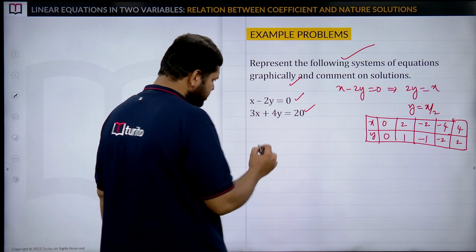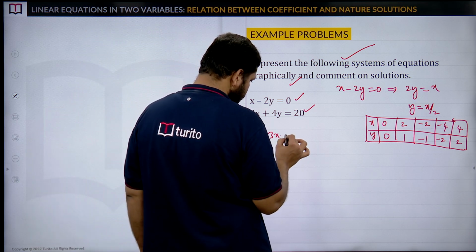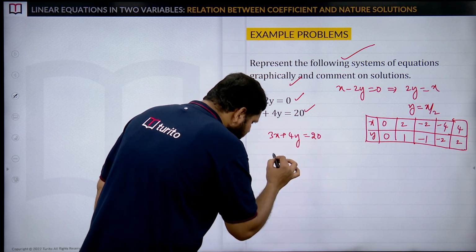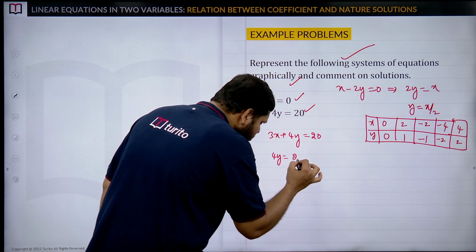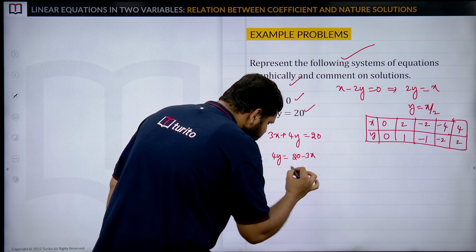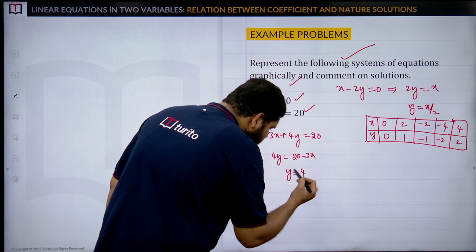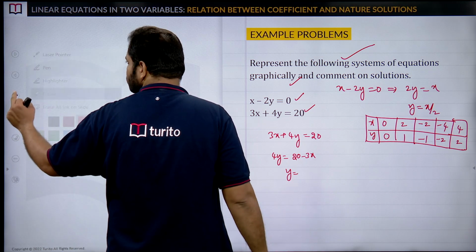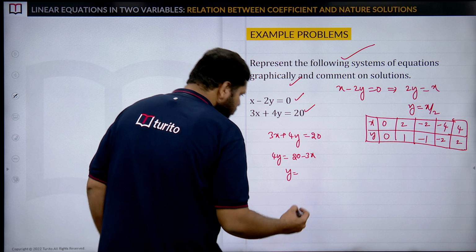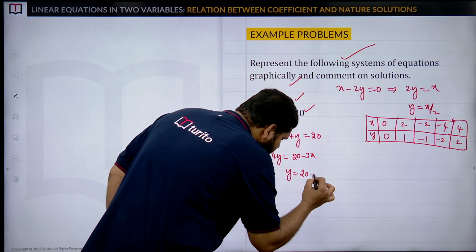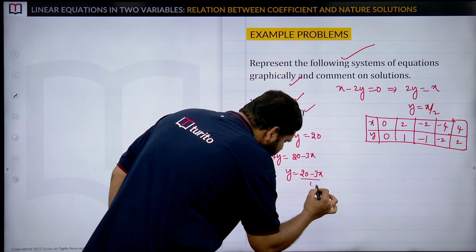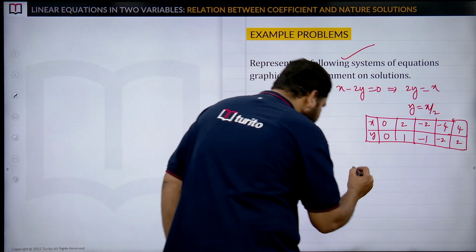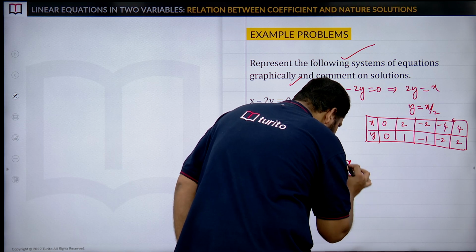Now, children, look at the second one. 3x plus 4y is equal to 20. So what am I writing? 4y is equal to 20 minus 3x. Then y is equal to, so y is equal to what, children? y equals (20 minus 3x) by 4. Now, children, substitute the x values and find the y value. This is x and this is y.